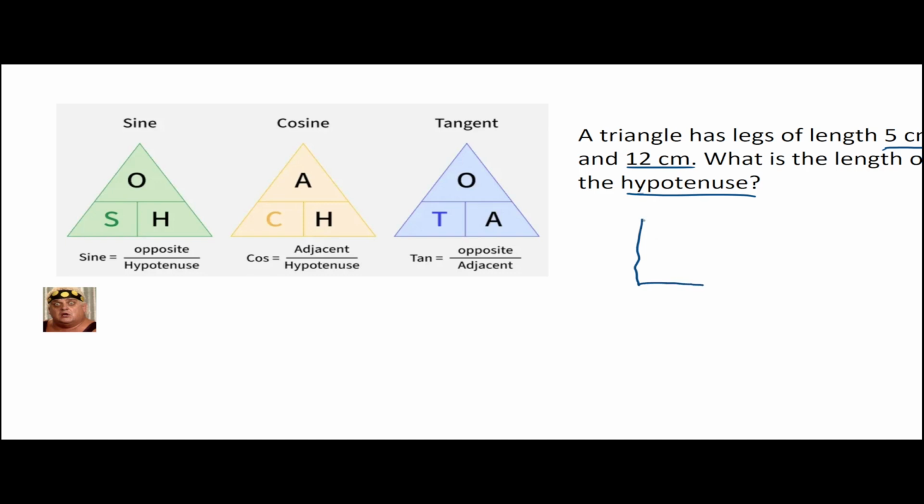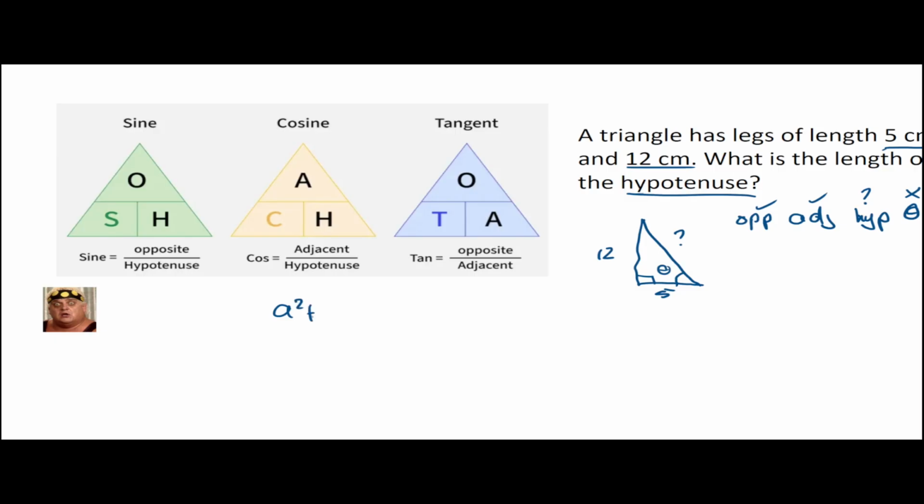Okay, but so by legs, they mean the opposite and the adjacent. So if we have our right angle triangle, that's 5, that's 12, and we don't know this. So what have we got? We've got the opposite, we've got the adjacent, and we're looking for the hypotenuse. We don't have the theta, and we don't really care about the theta. So we're going to use Pythagoras.